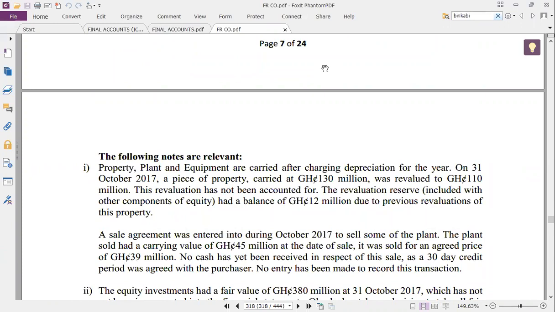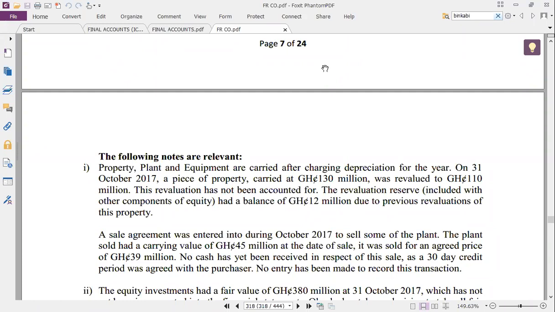Okay, let's see. On 31st October 2017, that's the ending date, the last day of the year, a piece of property carried at 130 million was revalued at 110. This revaluation took place at the end of the year. The 130 is the carrying value, and the revalued amount is 110 million. Fine. The revaluation has not been accounted for. Perfect.